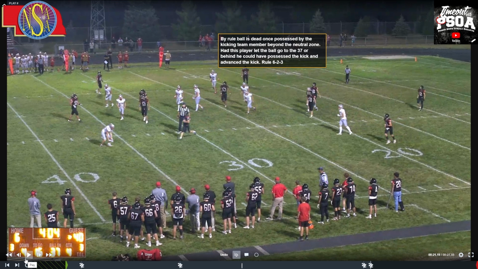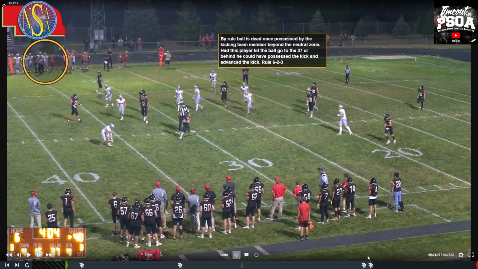beyond the previous spot. Had this player, the player who kicked the ball, if we would have let that ball get to the 37 and behind, 38, 39, 40, this player could possess it and advance it. All right, so we have mechanics now.